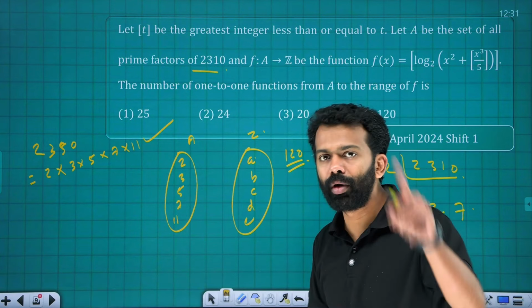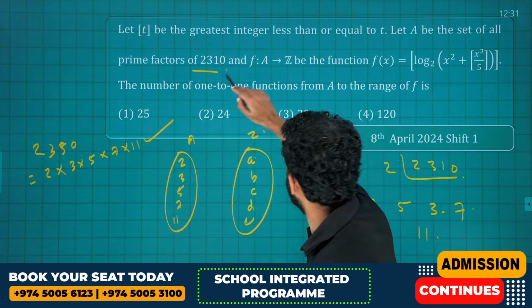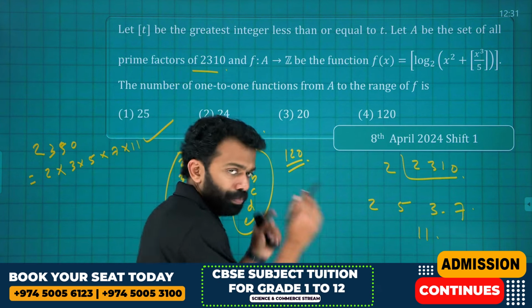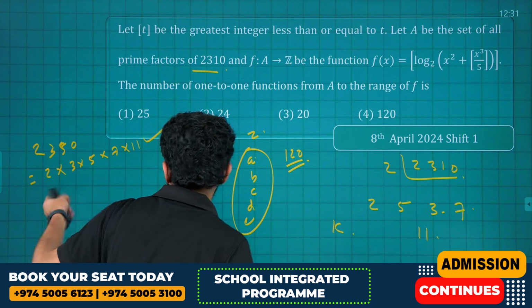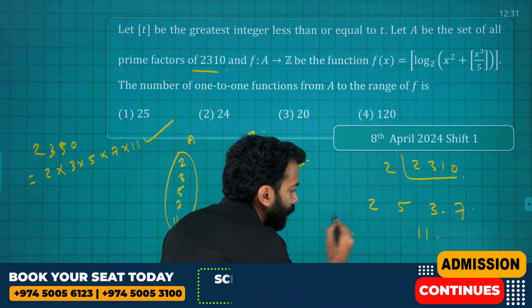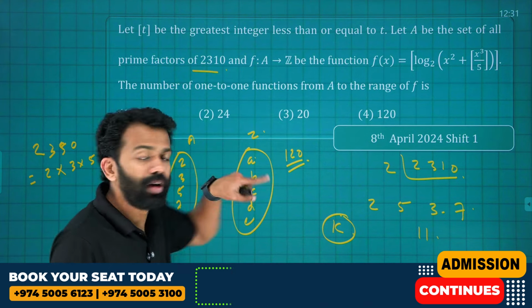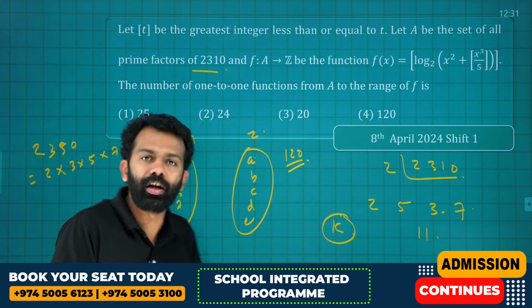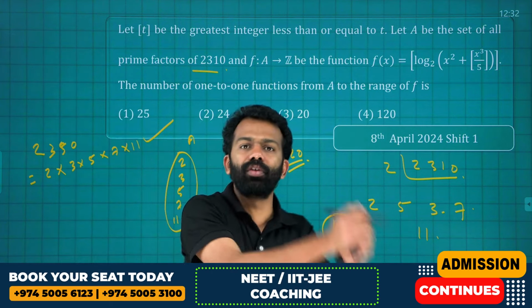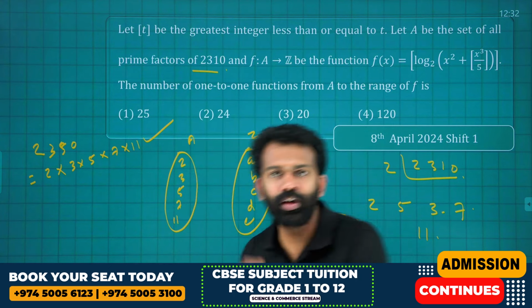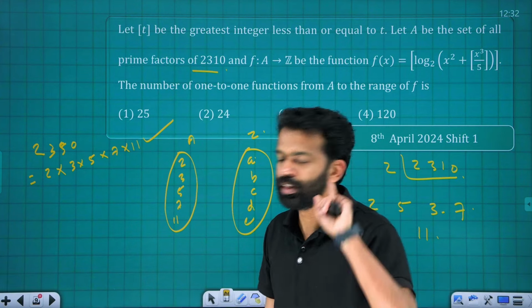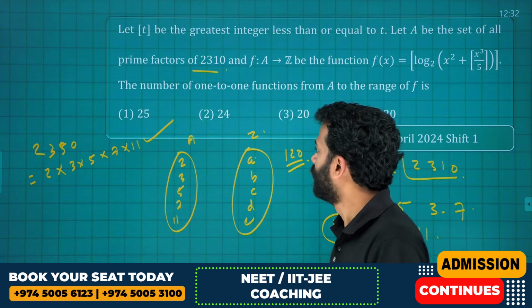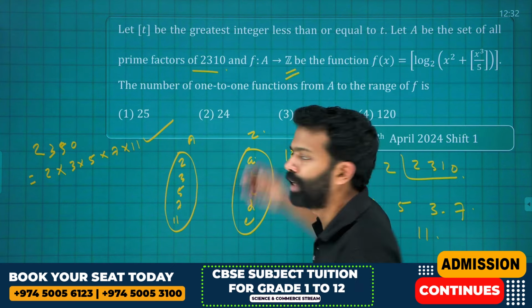But the problem here is, sometimes if you substitute 2, suppose we are getting the value k, and if you substitute 3 also, maybe you will get the same value k. Then 2 and 3 will have the same value, and fewer than 5 elements will be there. If that's the case, how many one-one functions will be there? 0. But 0 is not given in the option. I hope you're getting the idea here. Therefore, 120 one-one functions will be there, that is 5 factorial.